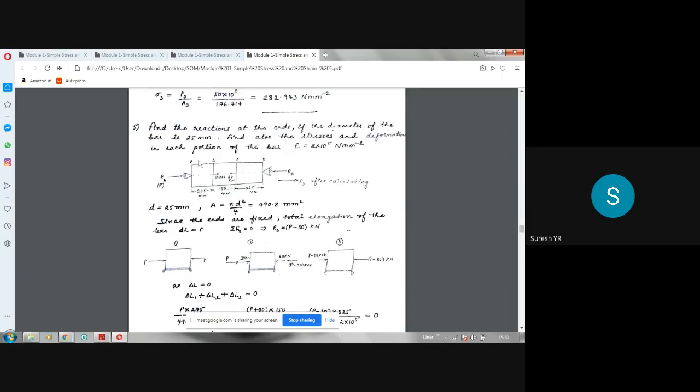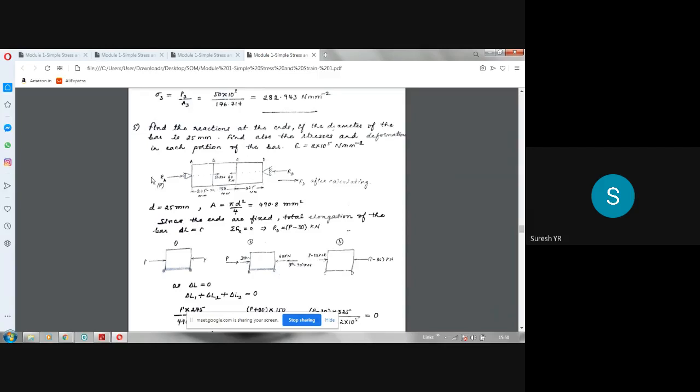This is very important. Since the ends are fixed, even if one end is not fixed, then it can elongate or contract at that end. So elongation or contraction takes place at the free end. So since here it is fixed, delta L will be 0. Final delta L will be 0.